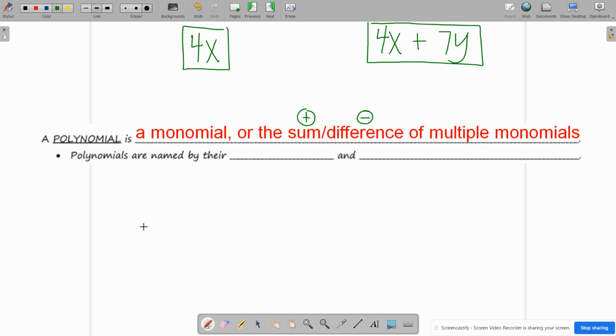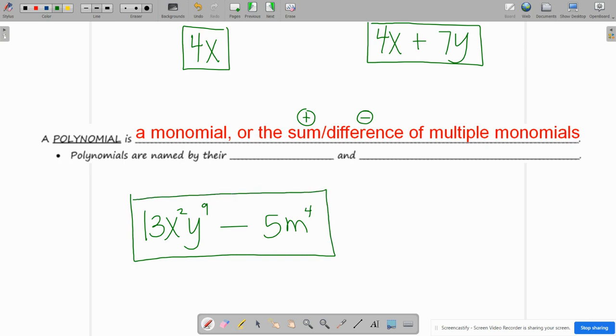Again, if you have a monomial like 13x squared y to the 9th and another monomial like 5m to the 4th, subtracting them and finding their difference means that this entire thing is a polynomial. Sometimes you'll have just 2 monomials, or maybe you'll have even more. It could have 3 or 5 or 20. It could be pretty large.